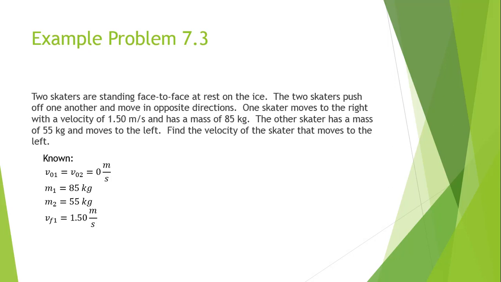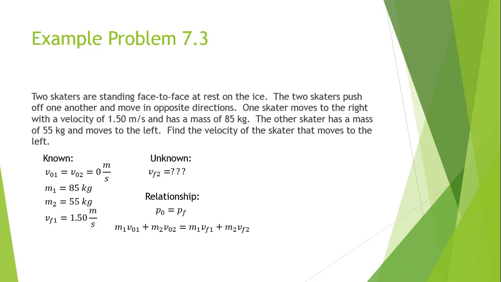What we want to do is find the velocity of the skater that moves to the left. Now if they're both at rest initially, they both have 0 as their initial velocity. So I know 0 is their initial velocity, I know the masses of the two objects, and I know the final velocity of person 1. I don't know the final velocity of person 2. But let's apply conservation of momentum to see if we can solve this problem.